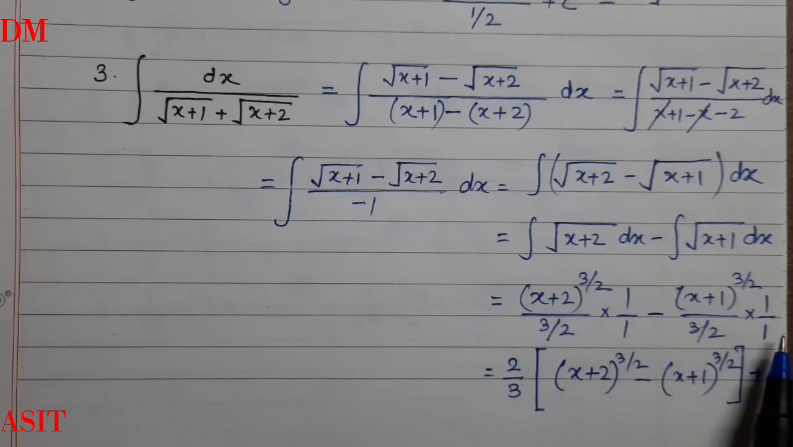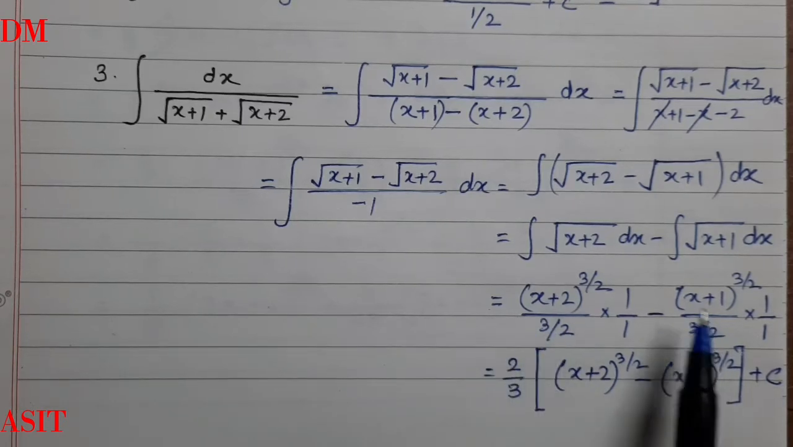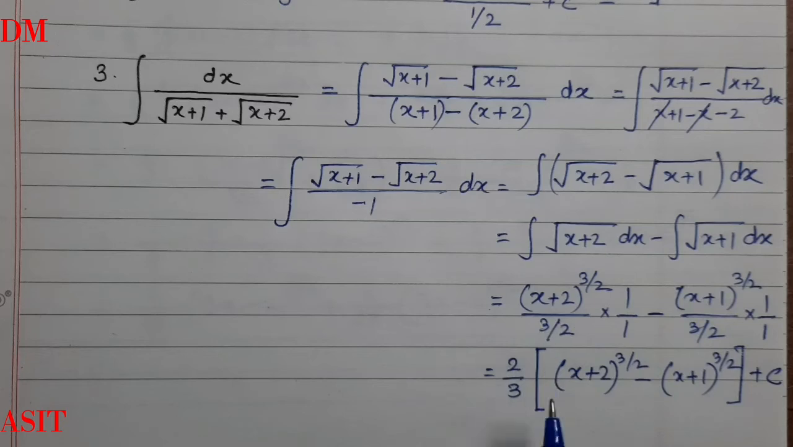In both the cases we can see the coefficient of x is 1, so it will be 1 by 1 in both the cases. Now this 3 by 2 can be 2 by 3 for both the terms, and we can take this 2 by 3 common, so it will become x plus 2 whole to the power 3 by 2 minus x plus 1 whole to the power 3 by 2 plus c.